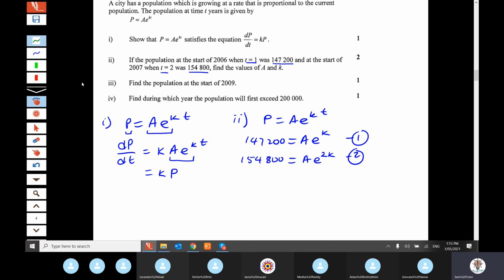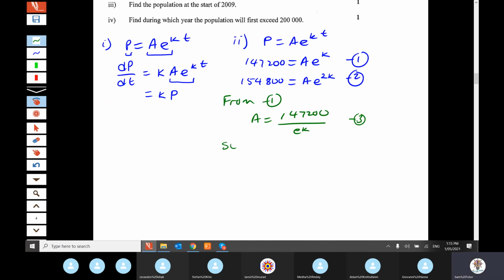Make A the subject in one, sub it into the other one. So let's do that. From 1, A equals 147,200 over e^k. We'll call that number 3. Sub 3 into 2. It'll look like this. 154,800 equals 147,200 on e^k times e^(2k).